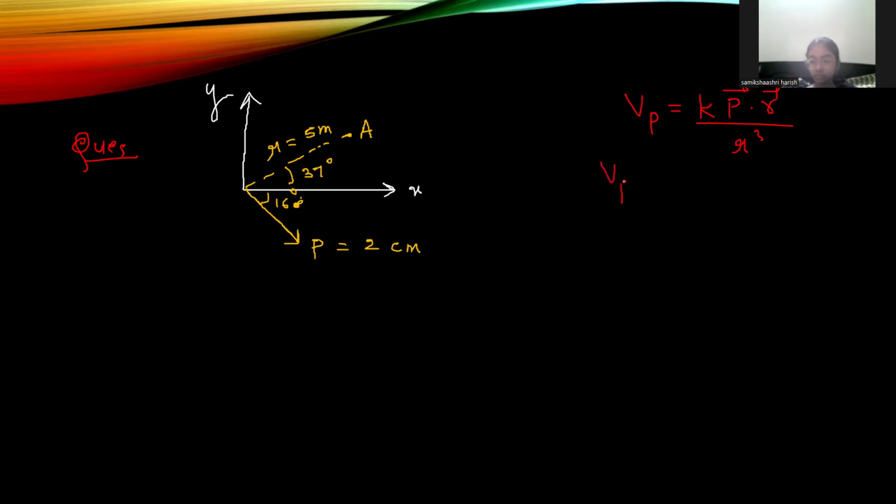Potential at point P will be what? Just look at the angle between P and R. So what is the angle between P and R? 37 and 53. That is 53 degree. Simply A dot B is AB cos theta, which will be R square cos 53.